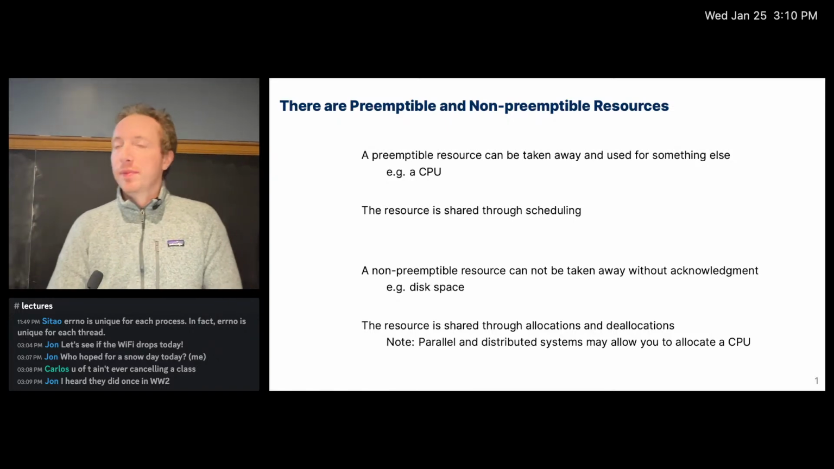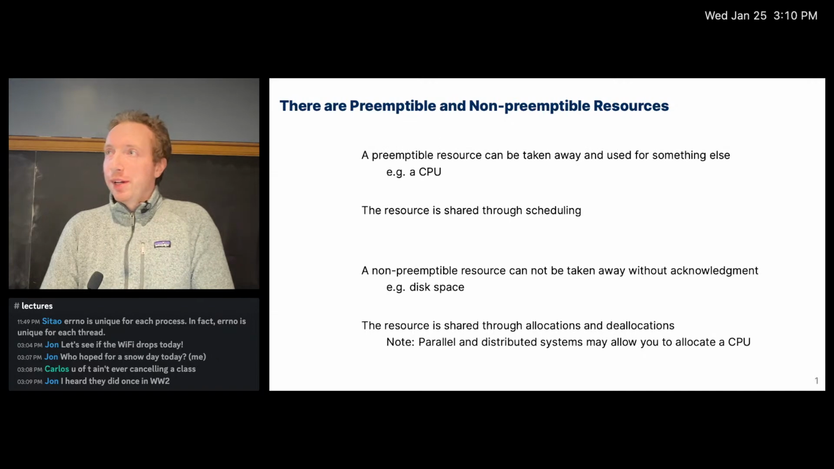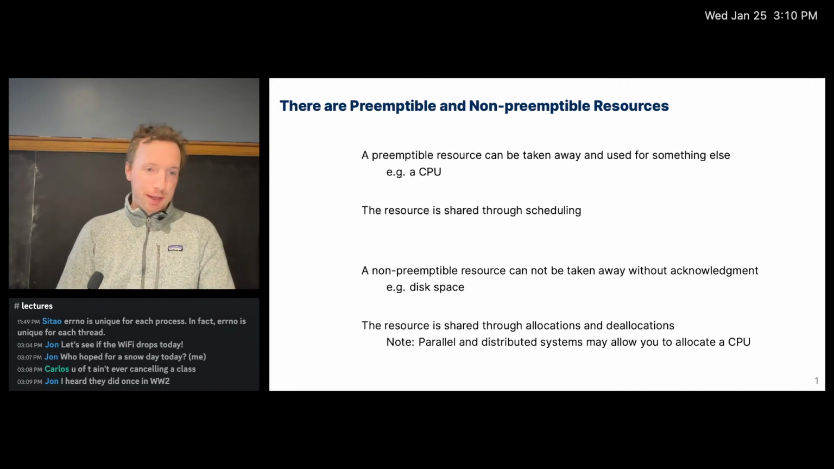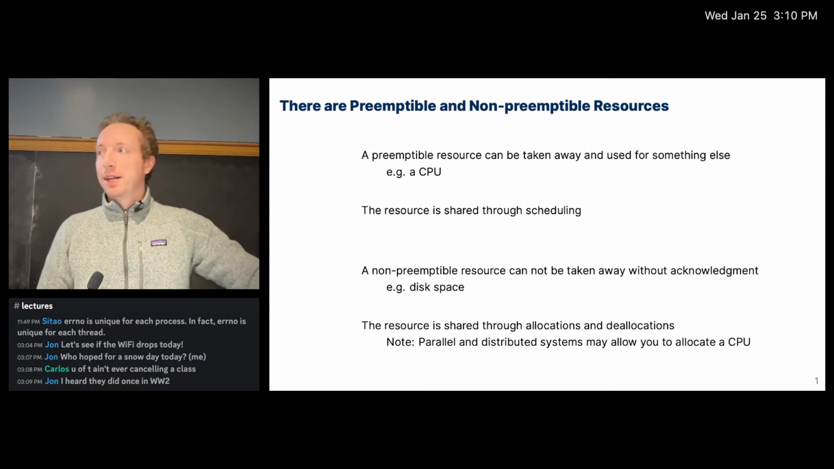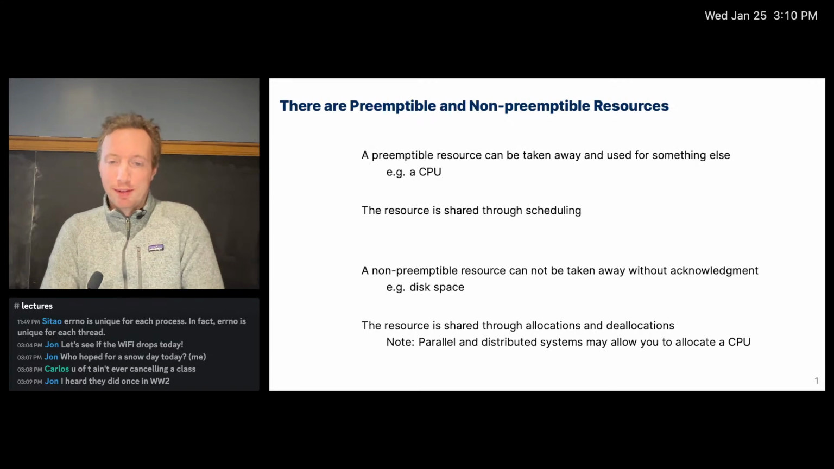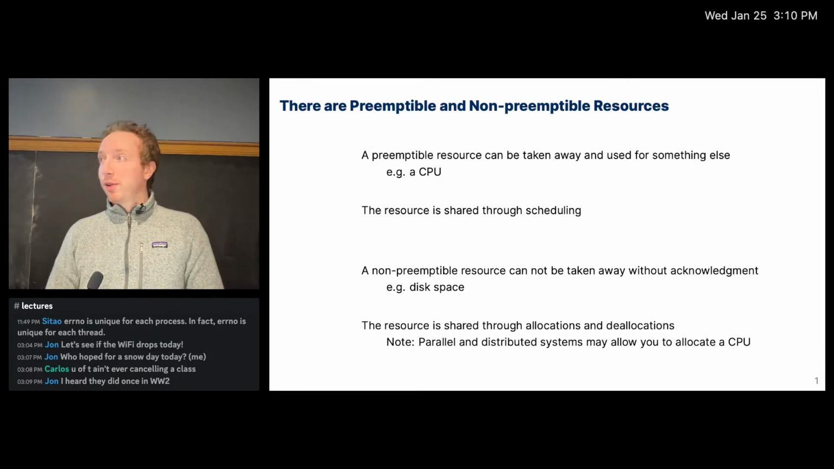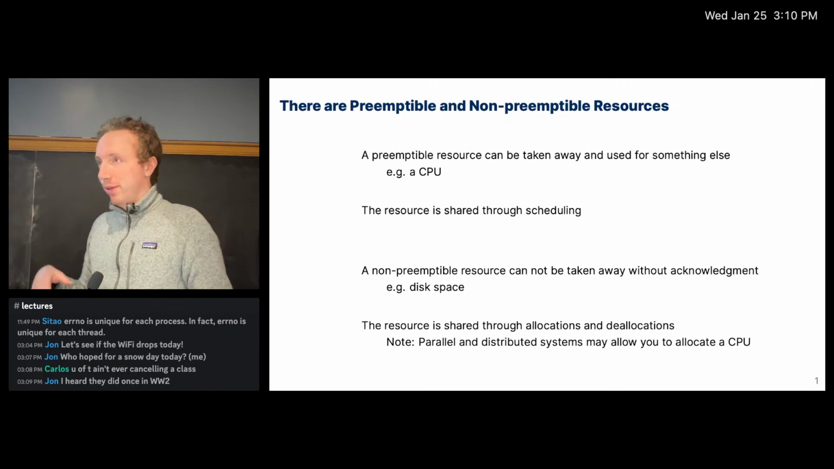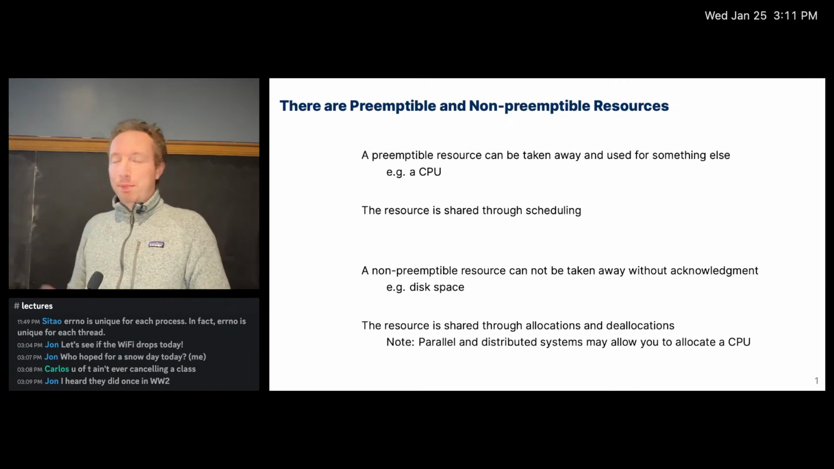Okay, so today we're talking about basic scheduling. So there's two main types of resources here. There's something called preemptible resources and non-preemptible resources. So the major difference between them is preemptible resources can be taken away and used for something else. So like a CPU is an example of a preemptible resource. I can give your application the CPU.